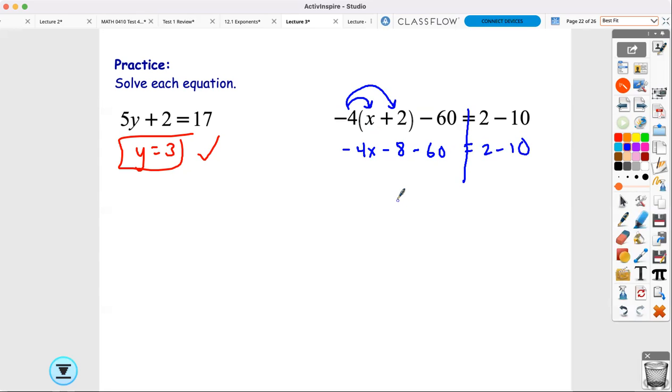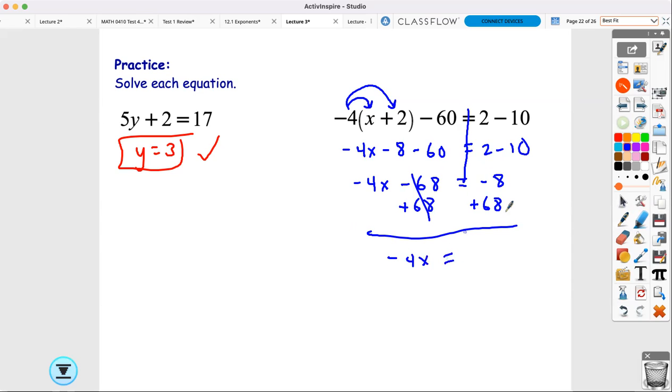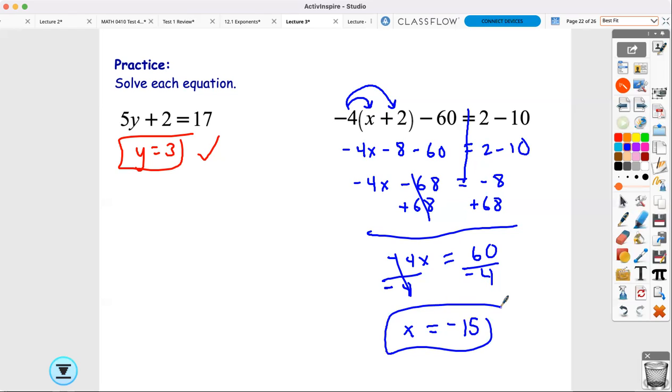Now we combine like terms. -8 minus 60 is -68. And then I'm gonna do 2 minus 10, which is -8. I'm gonna add 68 on both sides. So then I get -4x equals, I owe the bank $8, but I deposited $68, so now I have $60. I'm gonna divide both sides by -4, which gives me x equals -15. And we are done.